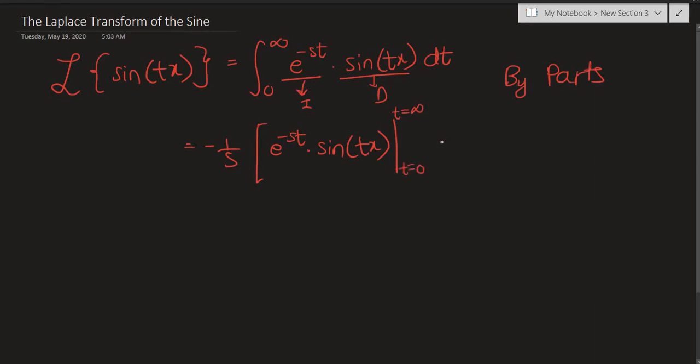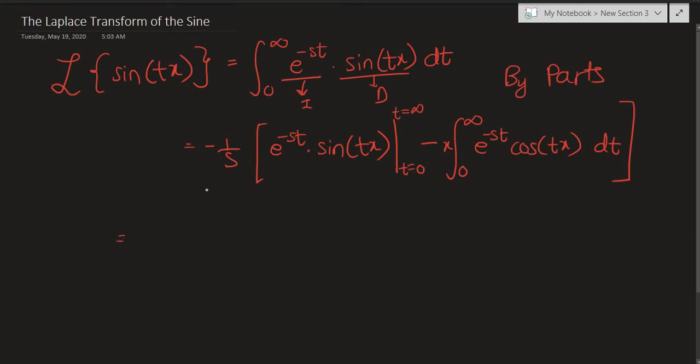We have to evaluate this function at both the upper and lower bounds, minus integral from 0 to infinity of e raised to negative st times cosine of tx, but since it's an integration with respect to t, the x can be taken out as constant. Chain rule when we're differentiating sine of tx with respect to t, x is a constant which will come out. It's just the chain rule being applied properly.